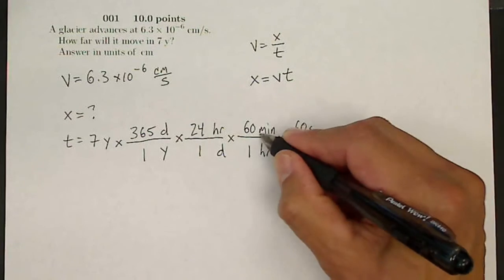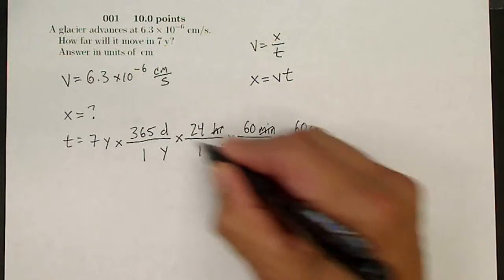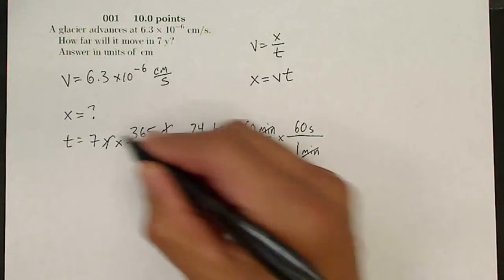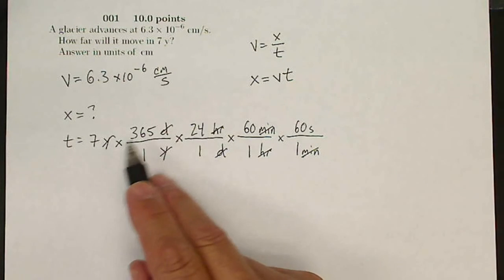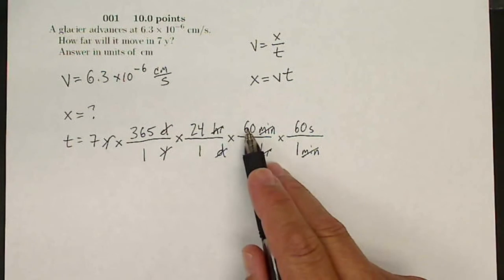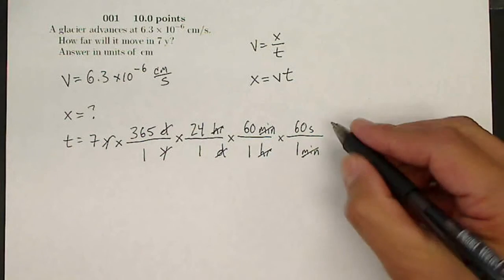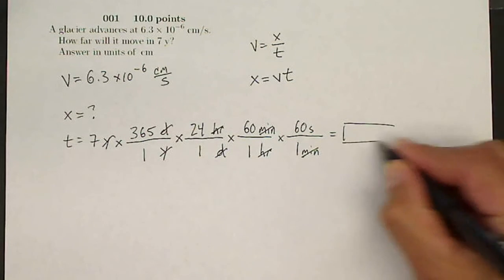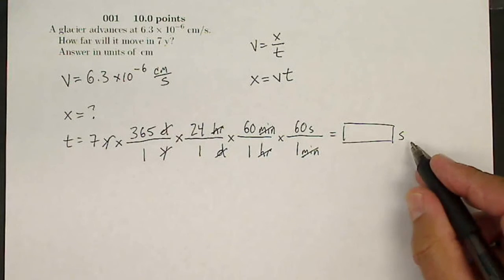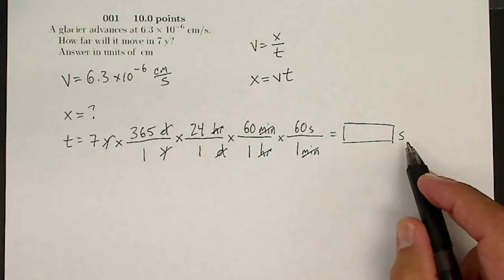Now, minutes is going to cancel out, hours is going to cancel out, days is going to cancel out, years is going to cancel out. So when I do this multiplication, 7 times 365 times 24 times 60, that will give me some number. And whatever that number is going to be in units of seconds. So now I've converted my time to seconds.